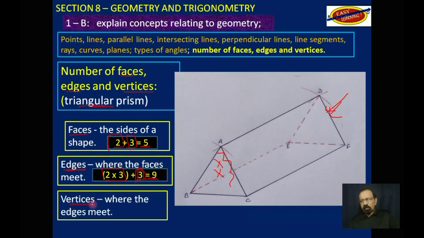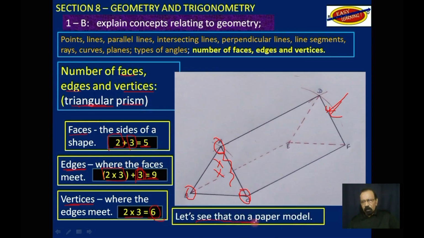And how many vertices does it have? Well, all we need to deal with would be the end faces, because the side edges do meet at the end. So you have 2 end faces, and since they are triangles, then you would have 2 times 3, and you would have 6 vertices. Now, what we just described there, we can work out for any other prism. So this is the one for a triangular prism. Now let's see that as a paper model.